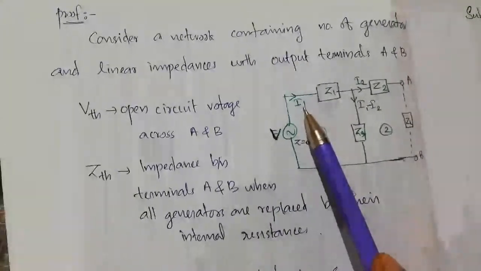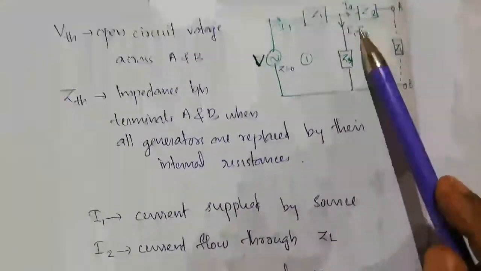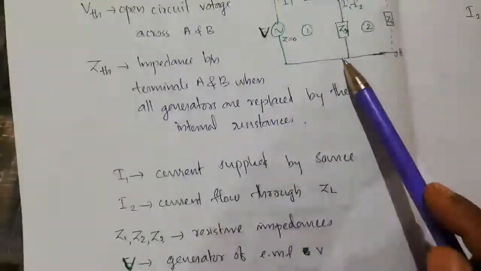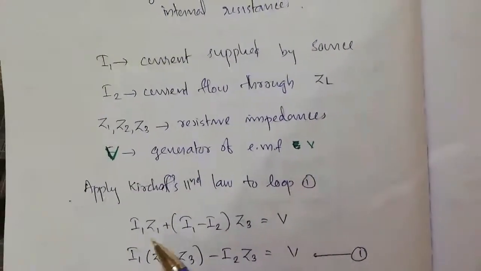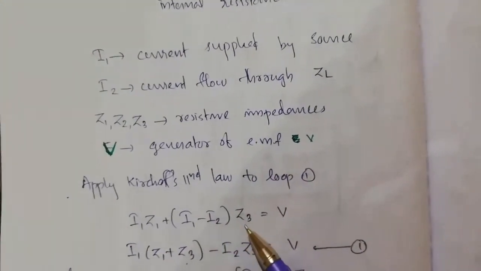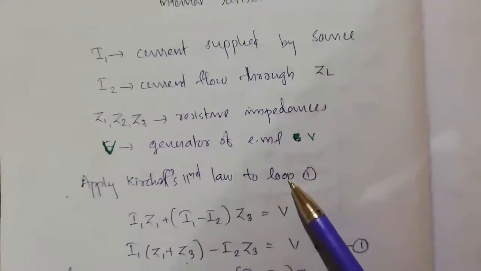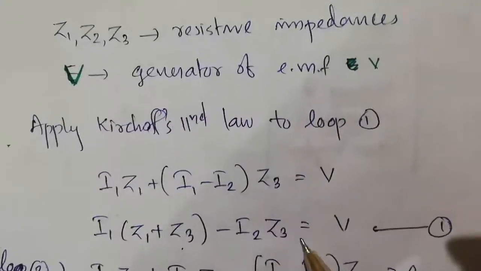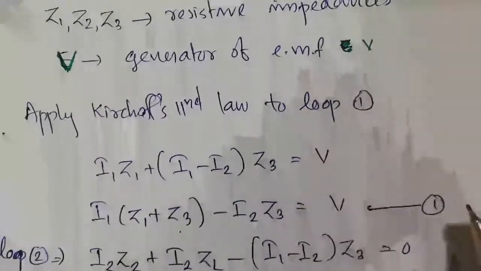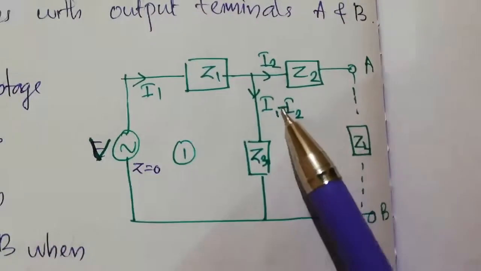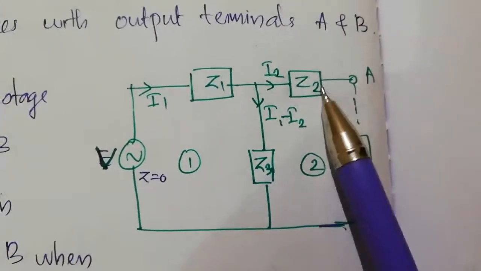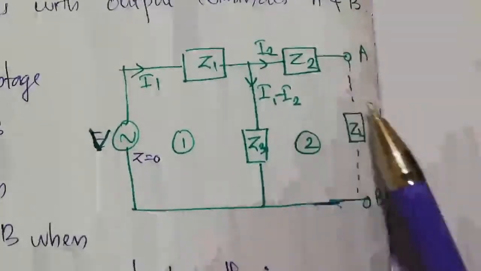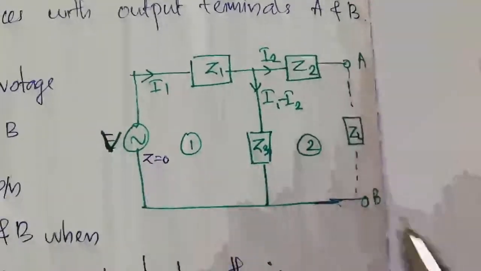Now we can apply Kirchhoff's voltage law, Kirchhoff's second law, to these meshes 1 and 2. From this we can write I1 into Z1 plus (I1 minus I2) into Z3 equal to V, from loop 1. Rearranging, we can write it as I1 into (Z1 plus Z3) minus I2 Z3 equal to V, and give it as equation number 1. Applying Kirchhoff's voltage law to the second mesh: I2 into Z2 plus I2 into ZL minus (I1 minus I2) into Z3 equal to 0, as there are no voltage sources.